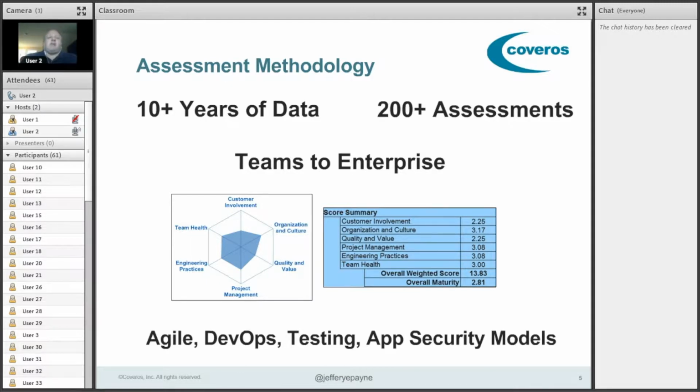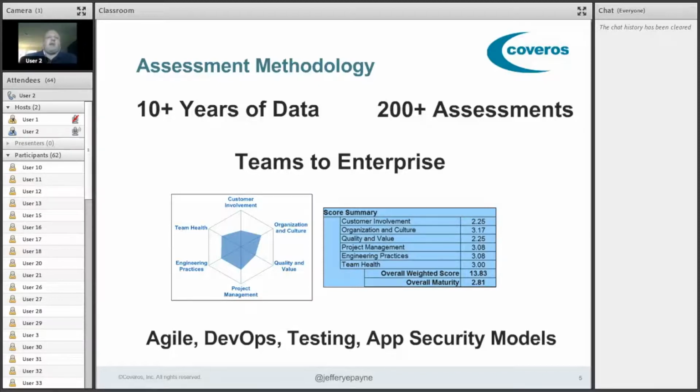So as I mentioned, Coveros has been doing Agile for about 10 plus years since I started the company in 2008. And we've done a lot of assessments. Usually when an organization brings us in, the first thing they want us to do is assess where they're at from a maturity perspective. So we have an assessment model that we built nearly 10 years ago. We've done over 200 assessments of organizations, applications, teams, et cetera. And we can provide this data and do this analysis at everything from a team level, if you're just interested in understanding where your team is from a maturity perspective, to where you are as an enterprise.